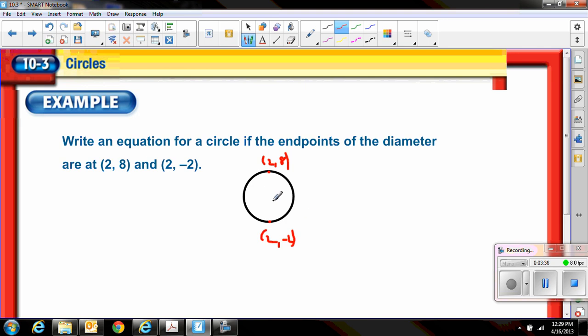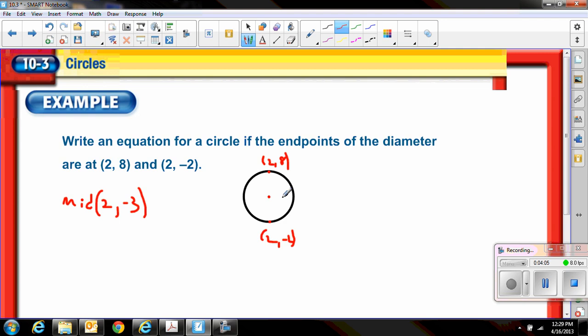So the first thing I have to do is locate that point right there, which is the center. It also happens to be the midpoint of those 2 points. And if you remember, the way we find the midpoint is by averaging the x's. 2 plus 2 is 4, divided by 2 gives me 2. And then averaging the y's. 8 plus negative 2 is negative 6, divided by 2 is negative 3. So the midpoint of these two has to be (2, negative 3).